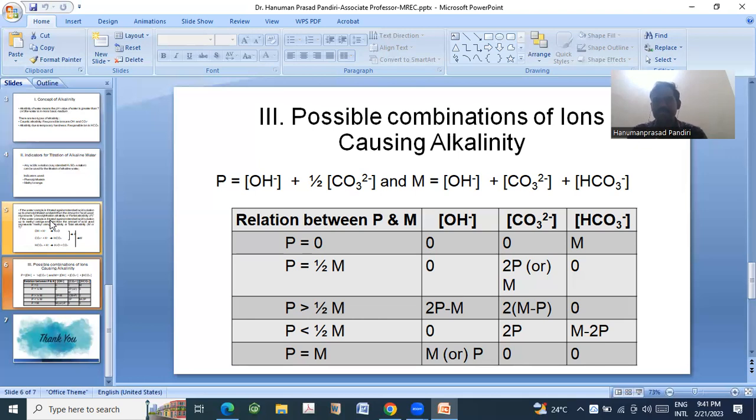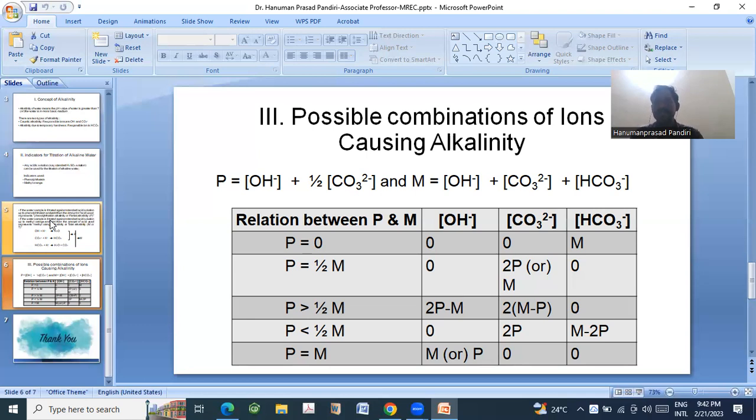And the five relations between P and M that we have discussed are: P equal to 0. This is possible if OH⁻ concentration is 0, CO3²⁻ concentration is 0, and HCO3⁻ concentration is M. That means if P equal to 0, the one and only ion responsible for alkalinity of water is bicarbonate, HCO3⁻, and its concentration is M.